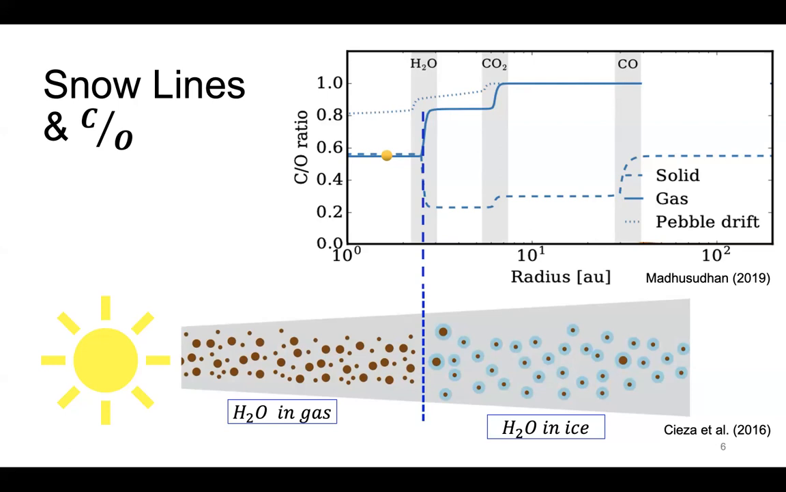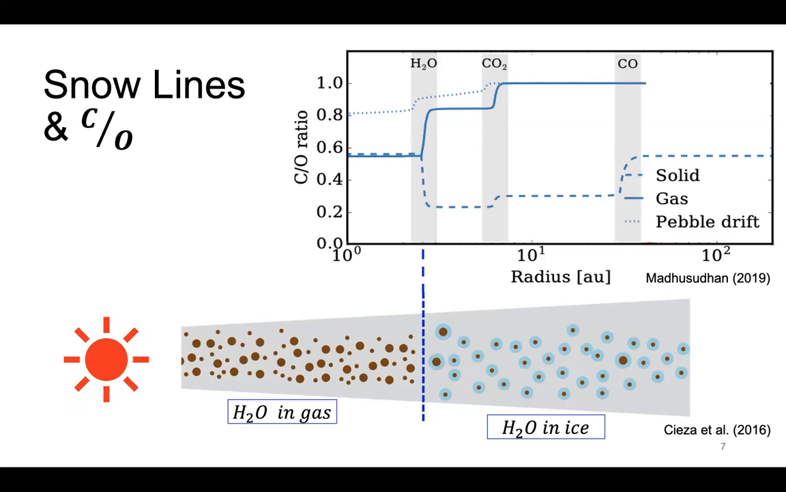But if the planet is formed beyond the water snowline, then a lot of oxygen will be in the solids, and the planet will accrete its gaseous envelope from the gas, which will have an enhanced C/O ratio compared to the host star. And this can then be extrapolated to the other snowlines, but only up until the CO snowline, because then we'll have all the carbon and oxygen in the solids, and we cannot say much about the value for the gas. So this is the main idea.